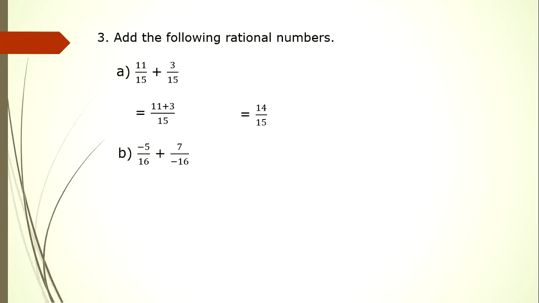The second question, B bit. Minus 5 by 16 plus 7 by minus 16. Here what we need to do, we need to make the denominator positive. So we have minus 5 by 16 plus minus 7 by 16. Now both the denominators are same, so we can directly add the numerators. So minus 5 plus minus 7, which gives us nothing but minus 5 minus 7 by 16, which is nothing but minus 12 by 16. On further simplification, we get minus 3 by 4.